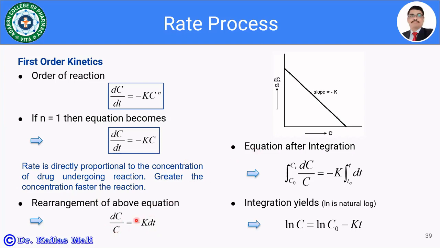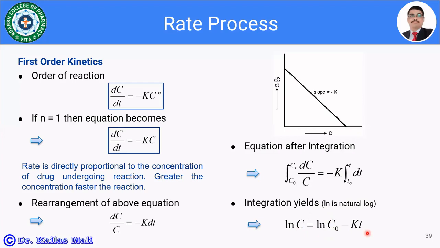Now we take the integration of this equation, that is dC by C is equal to minus K dt. When t is equal to 0, C becomes C0, and when t is equal to t, C becomes Ct. So integration C0 to Ct dC by C is equal to minus K integration 0 to t dt. So after simplification and rearrangement, we will get the equation in the form of natural log. So natural log of C is equal to natural log C0 minus Kt, isn't it?